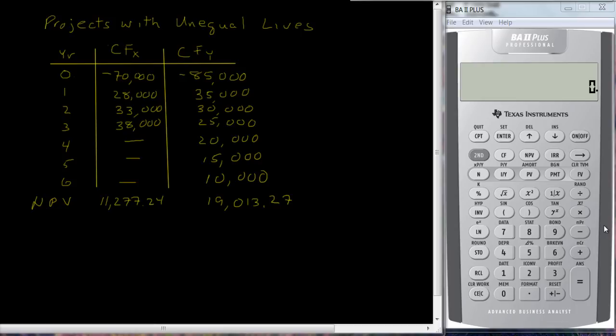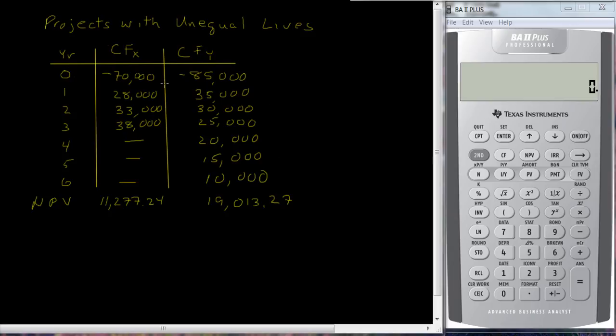Let's take a look at how we evaluate projects with unequal lives. Now, when we compare projects, we like to compare them on a similar basis. So the easiest kind of project to compare would be the ones that last the same number of years. If you're doing internal rate of return, you also want the cost to be the same, otherwise you have to make some adjustments. But in this case, we're going to use an NPV approach, so they don't have to cost the same. But we have unequal lives here.